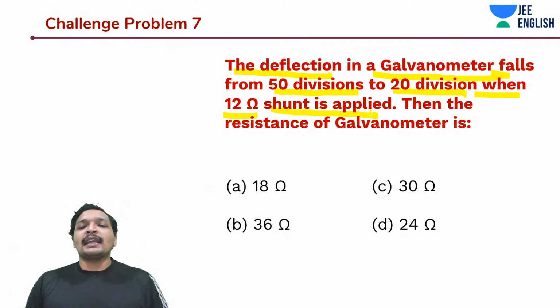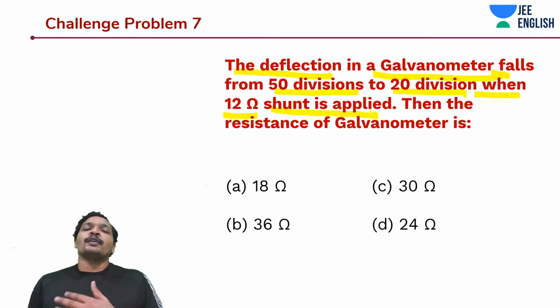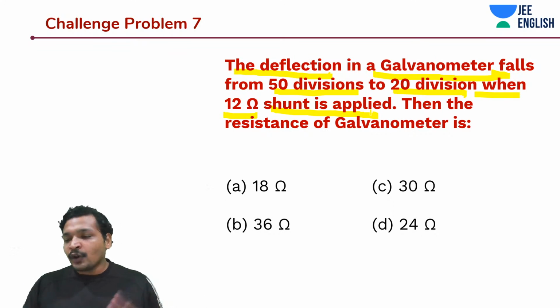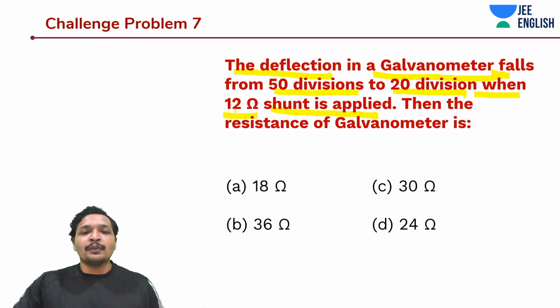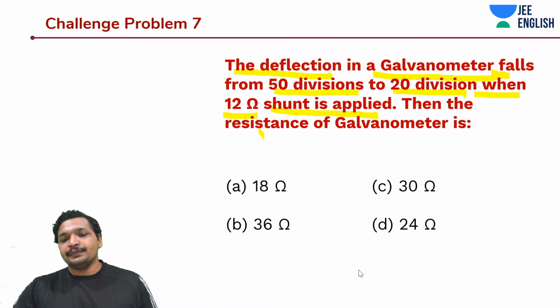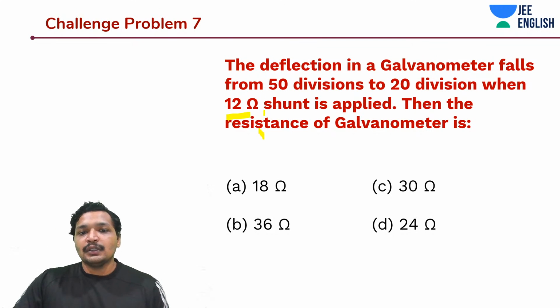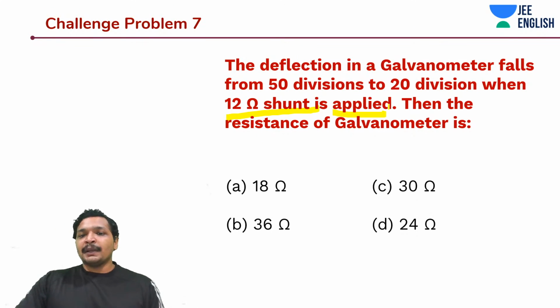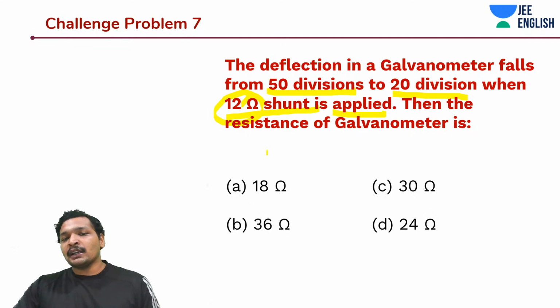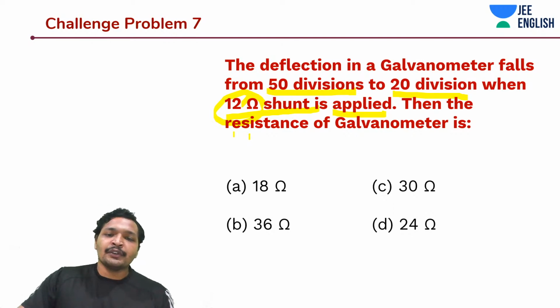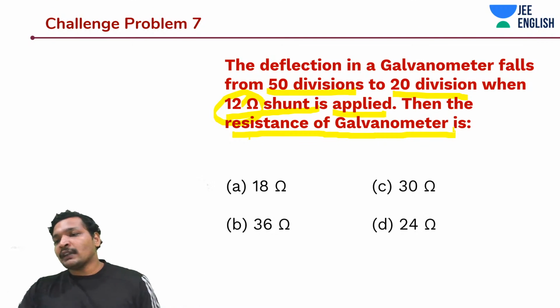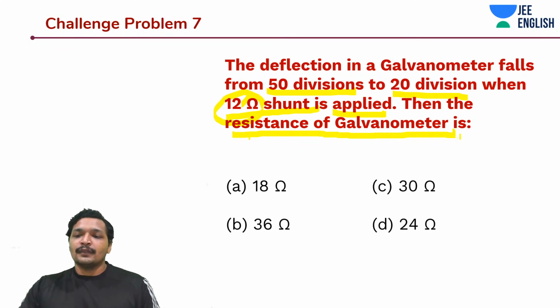So a deflection in a galvanometer falls from 50 divisions to 20 divisions when a 12 ohm shunt is applied. See, that is what is told to you. 12 ohm shunt is applied means it is applied in parallel. It was 50 divisions initially, now it fell down to 20 divisions when you have put a 12 ohm shunt in parallel to create an ammeter. Just think about it, you are trying to create an ammeter. Then the resistance of the galvanometer is, it's a simple problem.